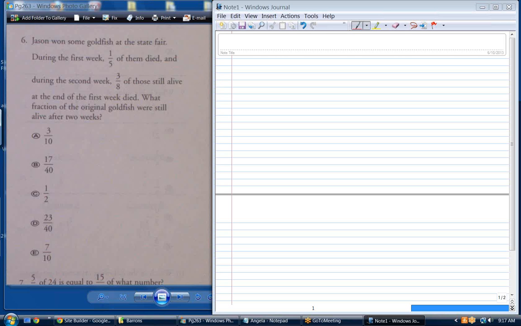Maybe pick a number. Good. 40. Good. You want the number that's the least common denominator. So we'll say Jason started with 40 goldfish. So then 8 of them would have died. Leaving us with, first week, 8 died. How many are alive? 32.